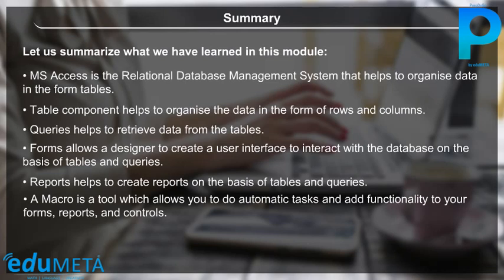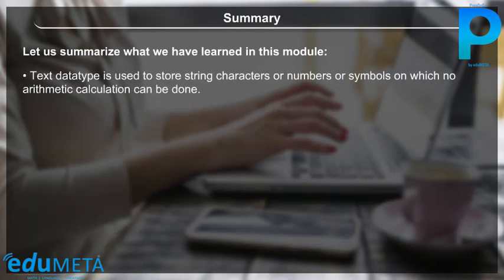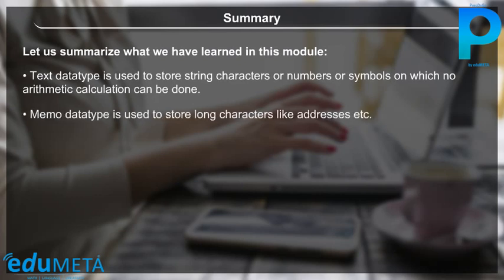A macro is a tool which allows you to do automatic tasks and add functionality to your forms, reports, and controls. Modules allow the designer to create a set of programming instructions known as subroutines or functions that can be used throughout the application. Text data type is used to store string characters or numbers or symbols on which no arithmetic calculation can be done. Memo data type is used to store long characters like addresses, etc.